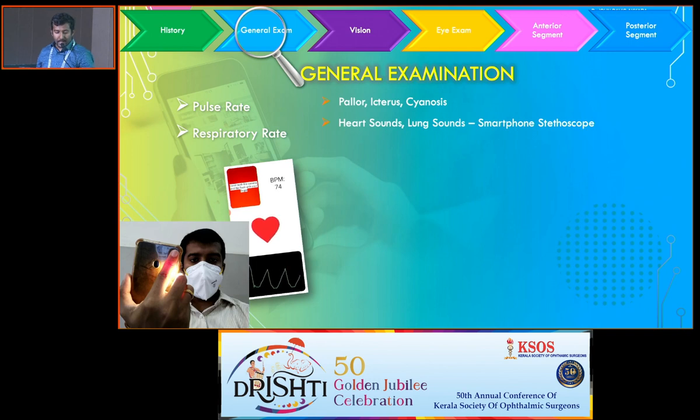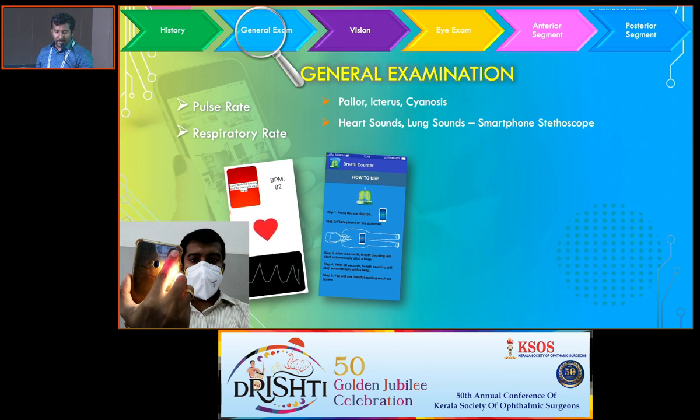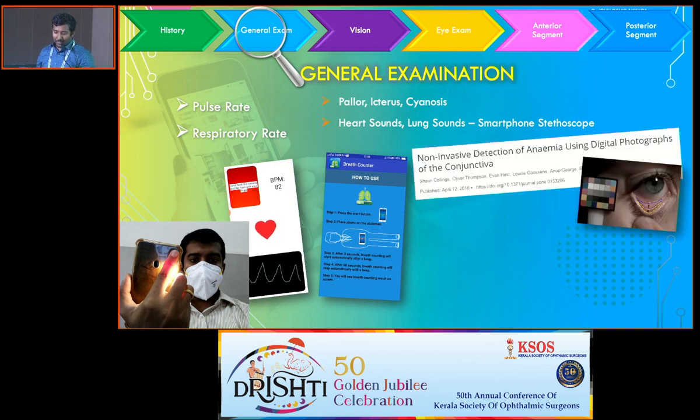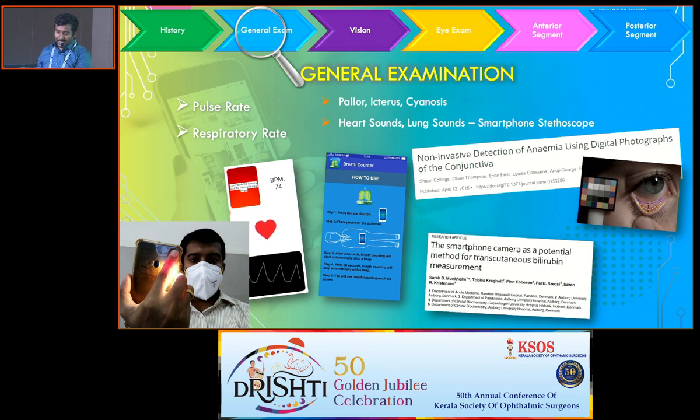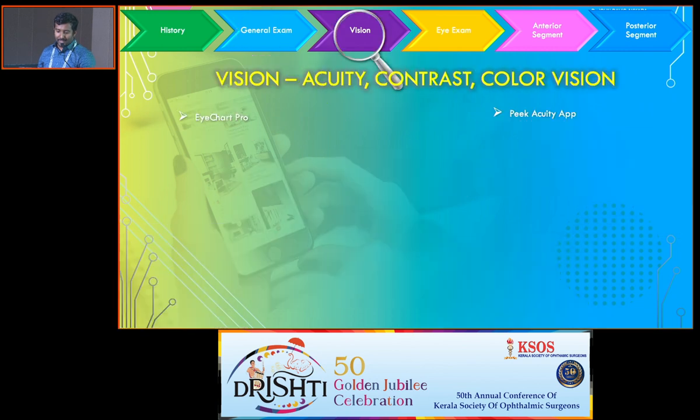Then for general examination, pulse rate can be taken on any phone with the camera because the camera can sense the change in illumination through the flashlight. Again, there was also something for breath counting by checking the movement of the chest. These are all not required for ophthalmologists, but ideally you have to know all these. And you can check pallor, you can check cyanosis, you can check icterus. All these we don't consider at all because we are ophthalmologists.